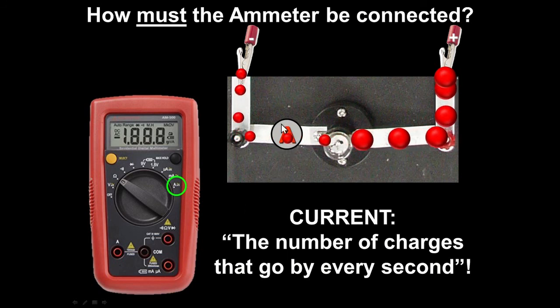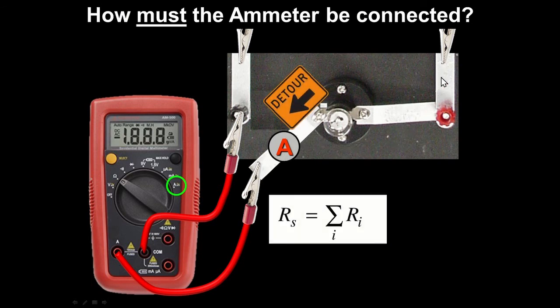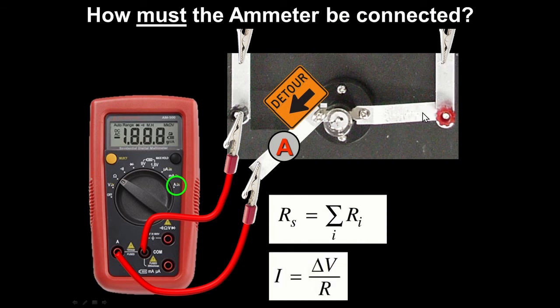If we plug both our wires in right there, not much is going to happen. What we have to do is open up the circuit, divert all that current, make a detour here, so that whatever current is running through that light bulb is also running through the ammeter so that the ammeter can count the charges. When you measure amperage with an ammeter, you have to open up the circuit and get all those charges through there. You have to make a detour.